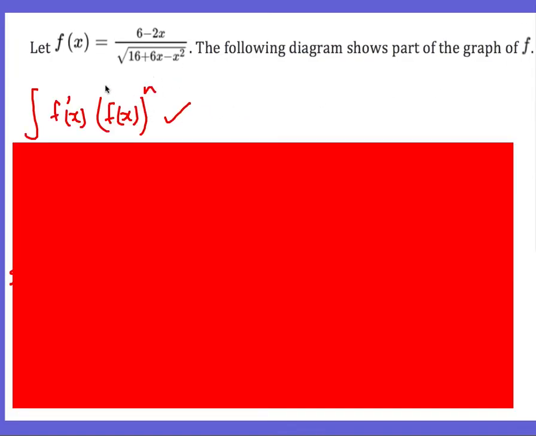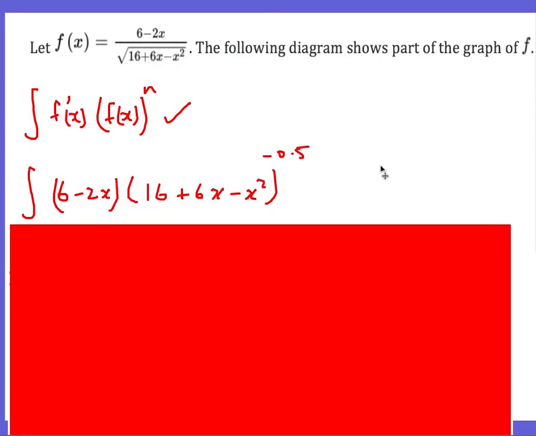Okay, we then notice, again, this is the nasty one. It's the one that is this form. You know, it's not the ln one, because we've got a root on the bottom. So let's rewrite it as 6 minus 2x, and then 16 plus 6x minus x squared all to the power minus a half. Now we've got the right form.